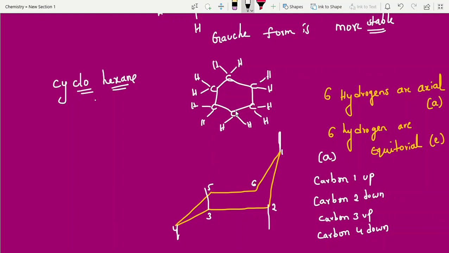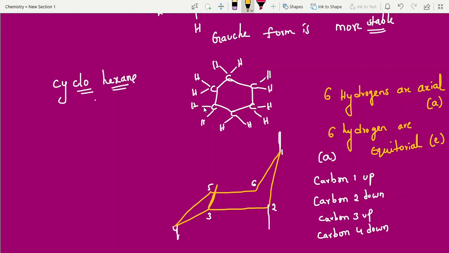See, some of the students, they are confusing. Here I am drawing one more time. This is straightforwardly you can write. This is third carbon. Third carbon we are writing like this. Third up only.